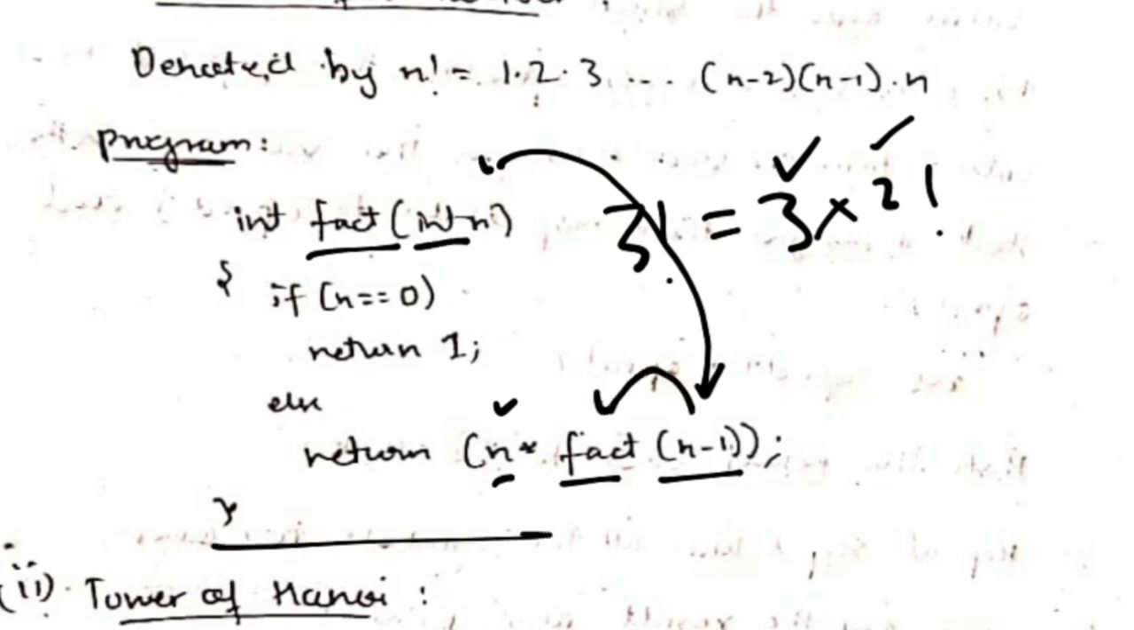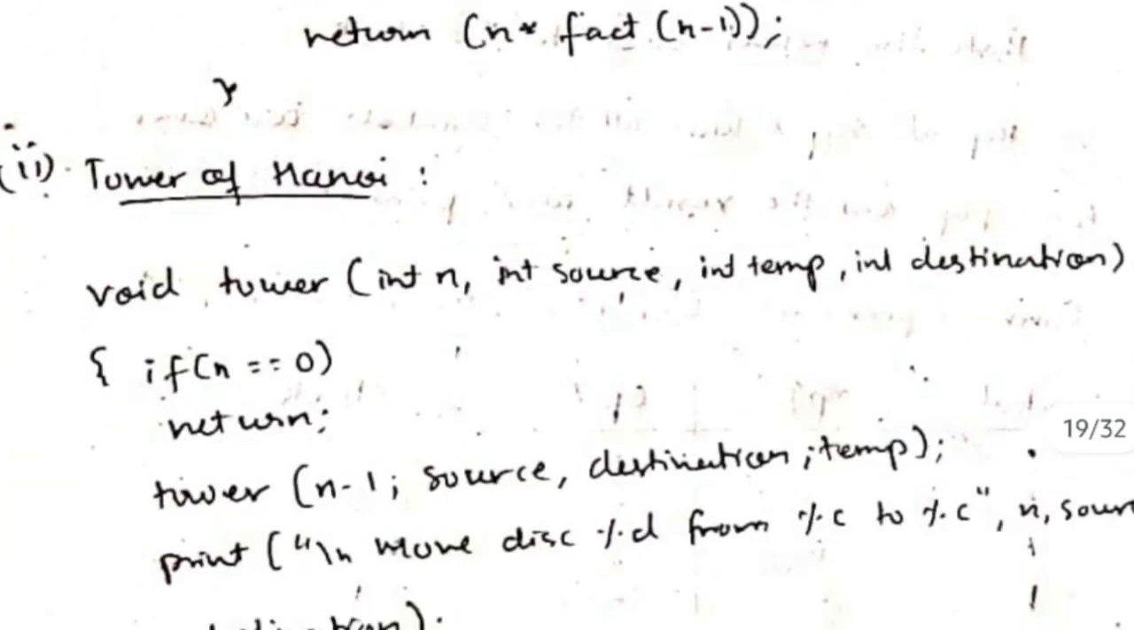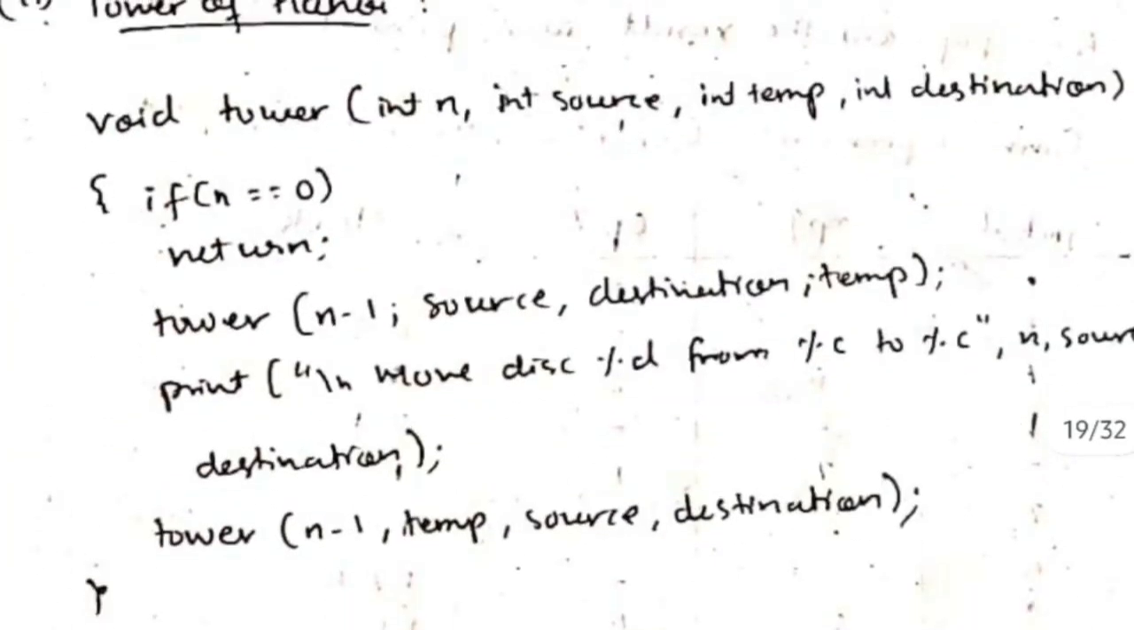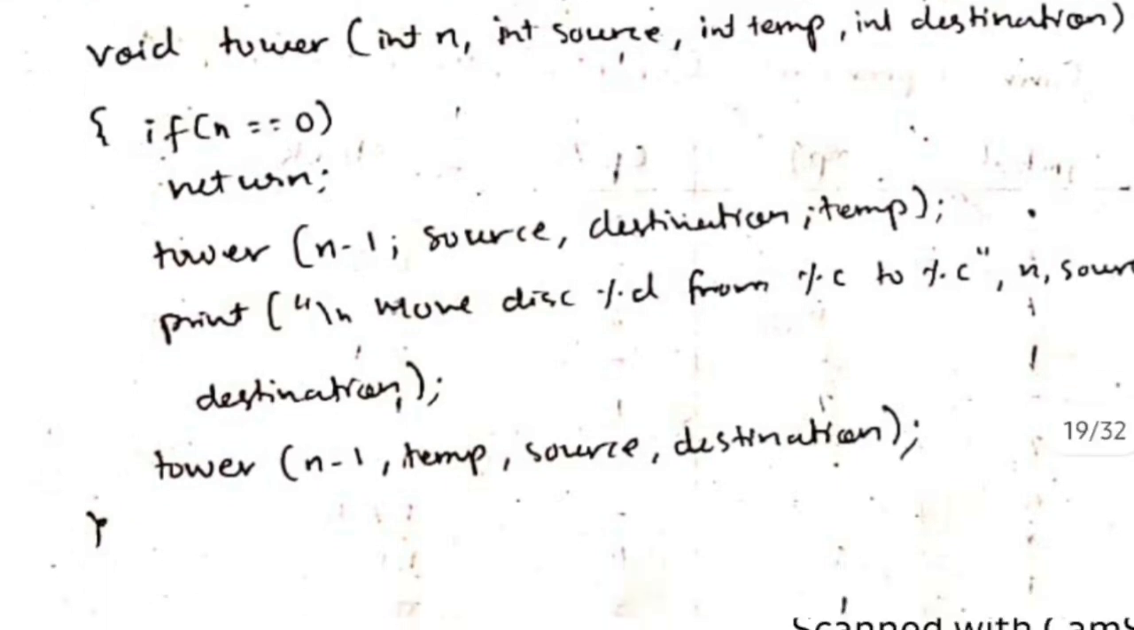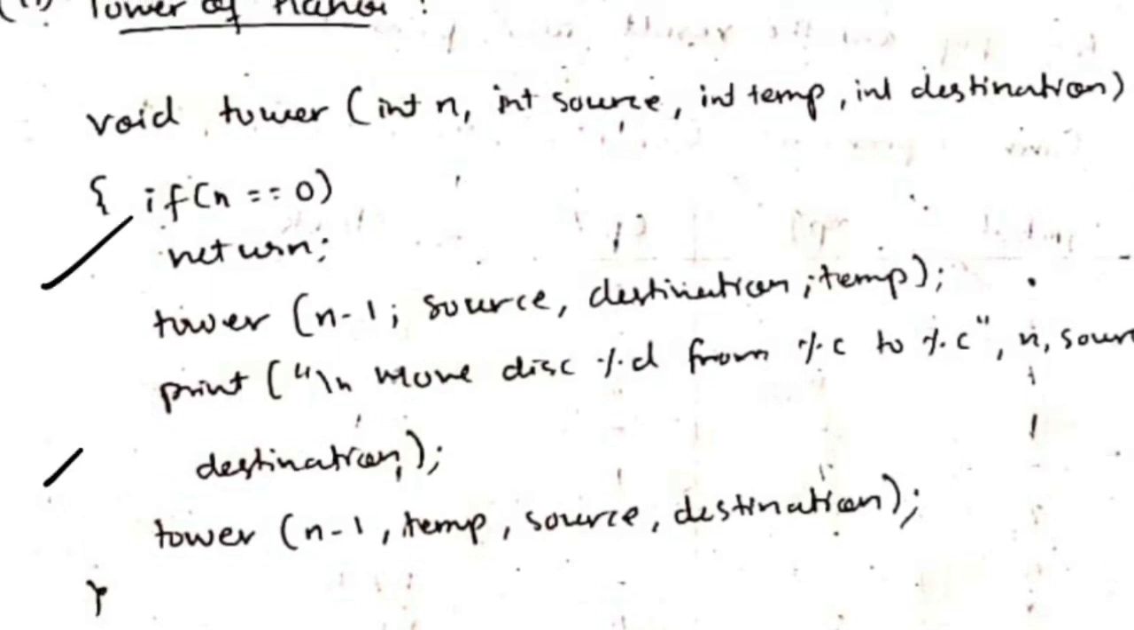Okay, so the same thing is with tower of Hanoi. In tower of Hanoi you will have all these like set of disks here. At one time you can just move one disk, and some set of rules are there. Okay, so this is the code for it, and this also is a recursive function because you are calling the function tower 2 times in this function void tower. Okay, so this is an example of recursive function.